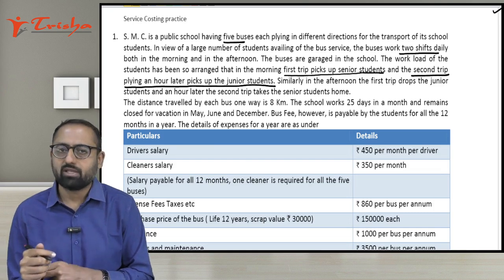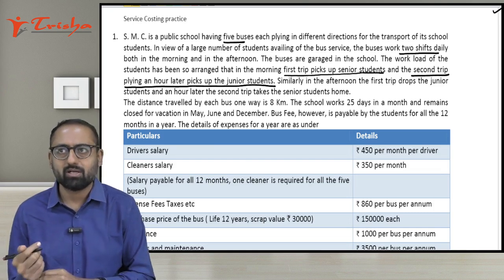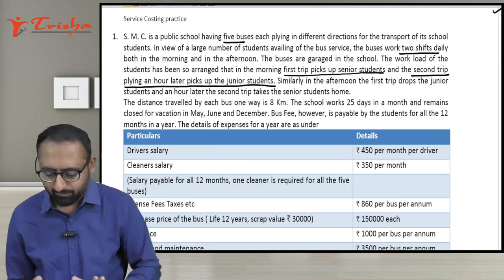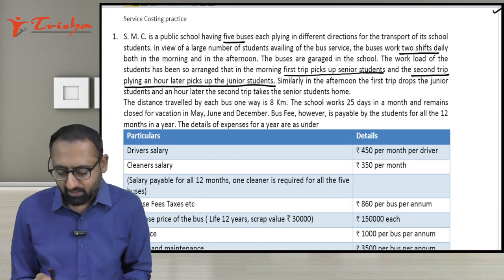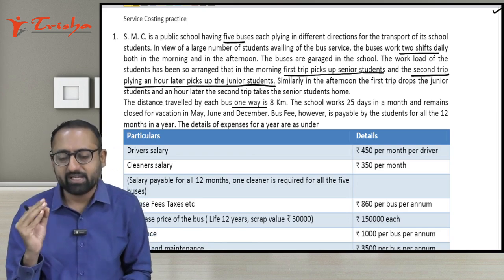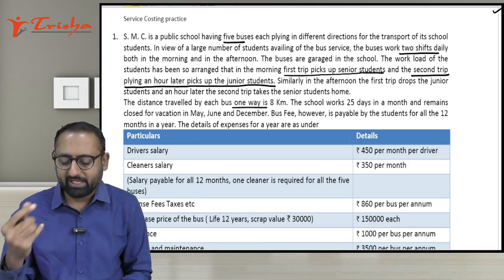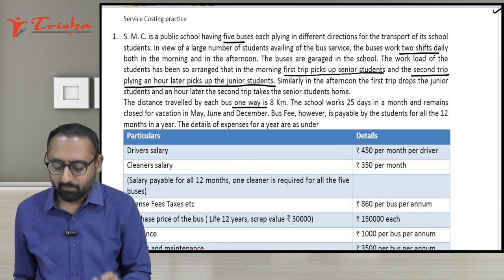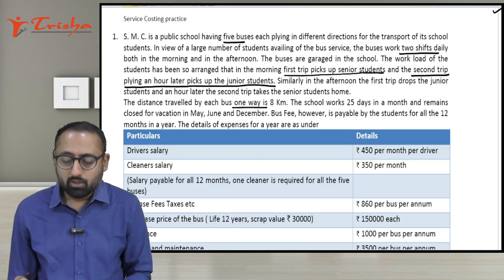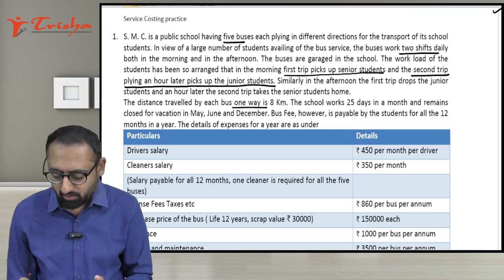So first of all, they will drop a junior student, then they will drop a senior student. Next one, distance traveled by each bus one way. Okay, so one way distance is 8 kilometers. So 8 kilometers one way, 8 kilometers back. So total will be 16 kilometers each bus per day. The school is 8 kilometers one way.